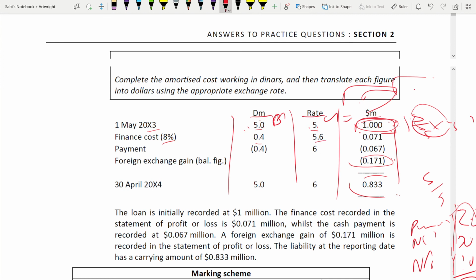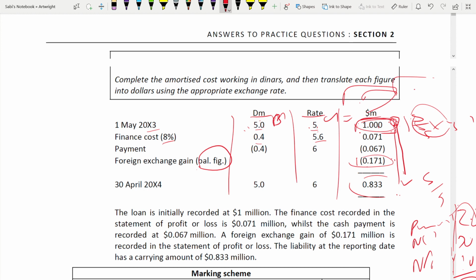Take this rate. Which rate are you taking? Average rate. So 0.4 divided by what? 5.6. So automatically when you perform the function in this cell 1, you can just drag it down, it will give it, except this cell you cannot drag it. This foreign exchange is a balancing figure, here you cannot drag.